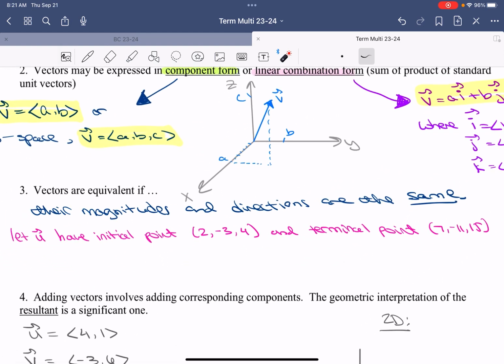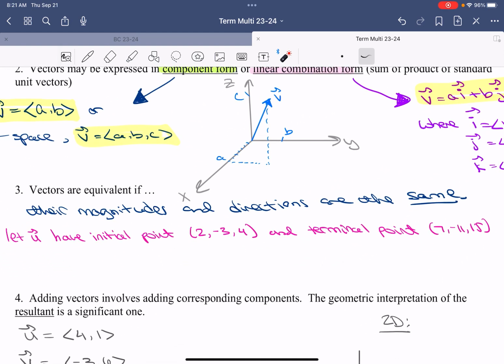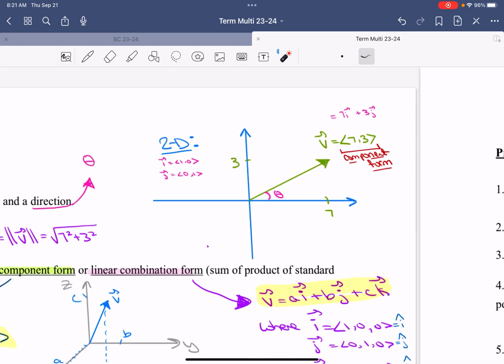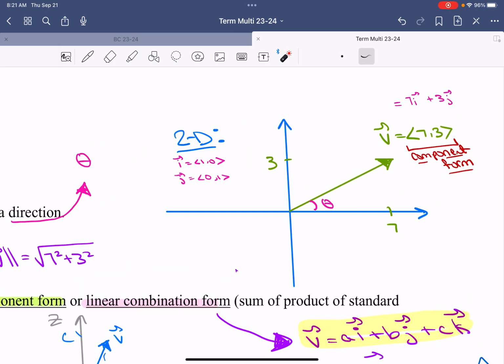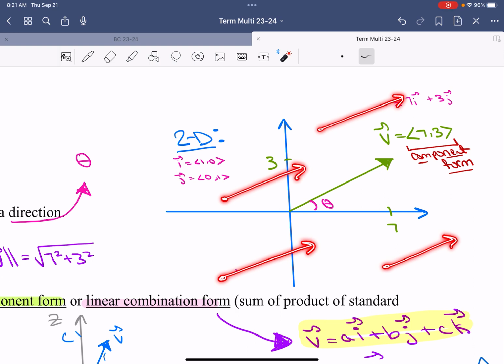Vectors are equivalent if... Equivalent vectors have the same magnitude and the same direction, okay? So go up here for a minute. You see this vector v. I can pick up this vector, I can move this vector around, right? As long as my vector has the same length and direction, those vectors are equivalent. So all of these vectors that I'm drawing, they are all equivalent. They all describe the exact same thing.